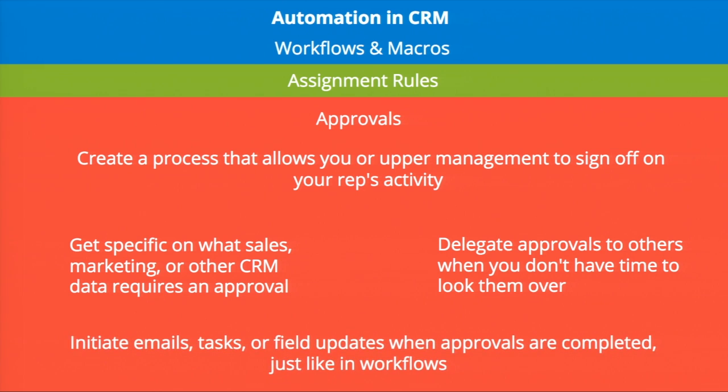Okay? And then when those approvals happen, when those rejections happen, you can initiate emails to be sent out, just like a workflow, a task, or a field update as well. So when those are actually completed and some action has been taken on it, you could do the same thing you did in workflows as well.